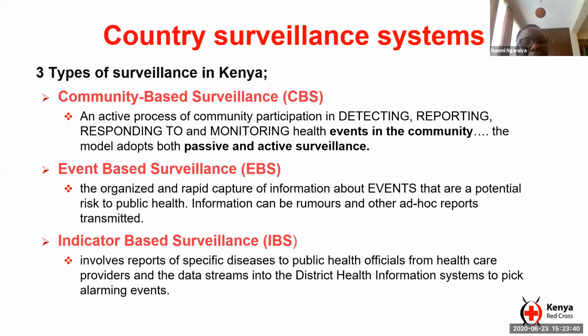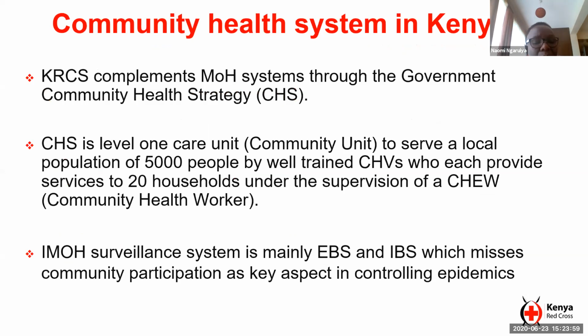Now coming back to Kenya Red Cross, we realized that the community has no voice because these are definitely the systems that the government has put. But if you look clearly at the definition, you'll find there's no community participation. So the National Society, supported by the Federation, discussed with the government and introduced the community-based surveillance system.